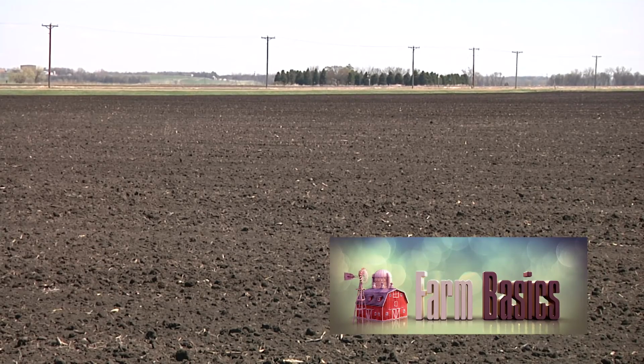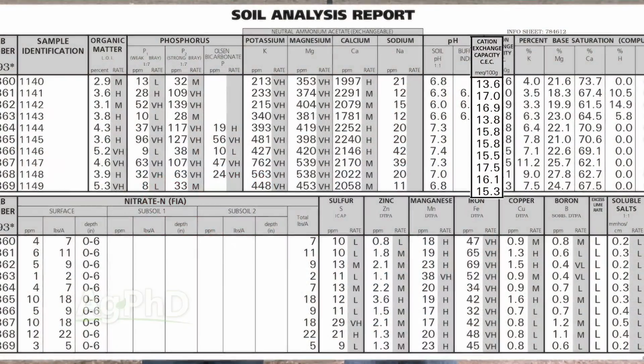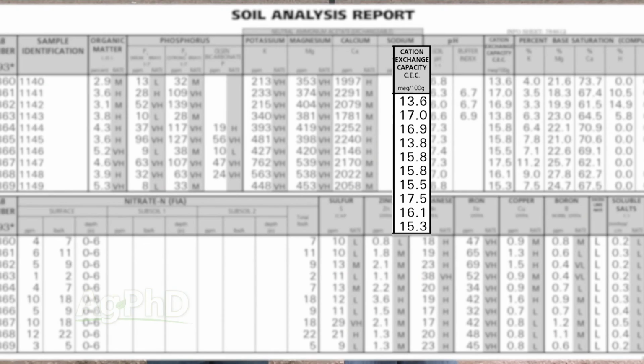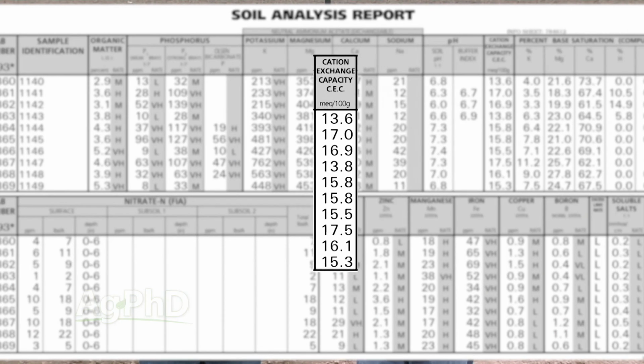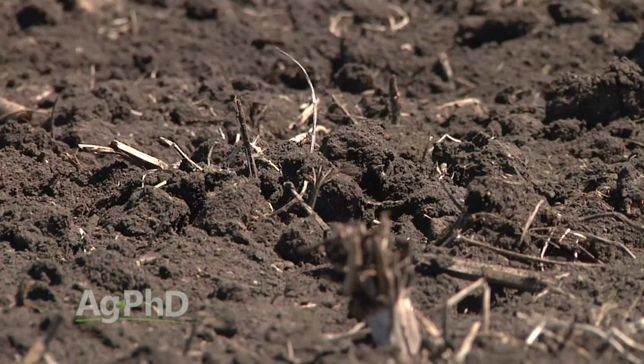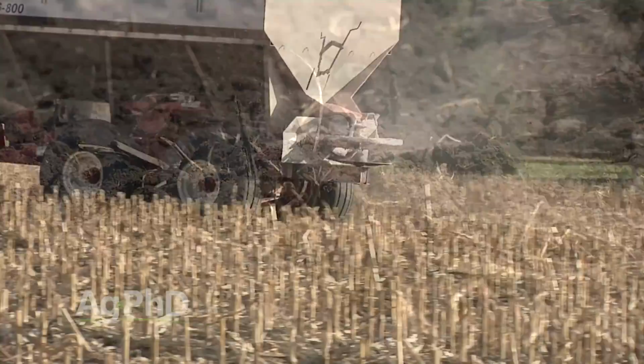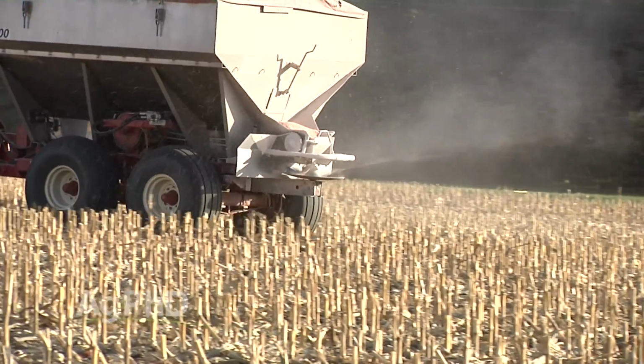During our Farm Basics time today, we want to talk about one of the most important things a farmer has to know in his operation. It's cation exchange capacity. We talk about a lot of things when it comes to fertility and looking at our soils and how we analyze things. One of the most important ones is this cation exchange capacity because it lets us know how much the soil can hold. And isn't that important? If we're going to put nutrients onto a soil, we should know how much it can hold in the first place.